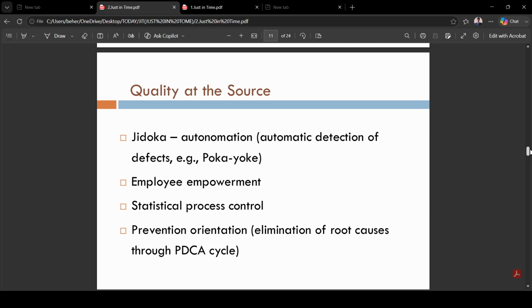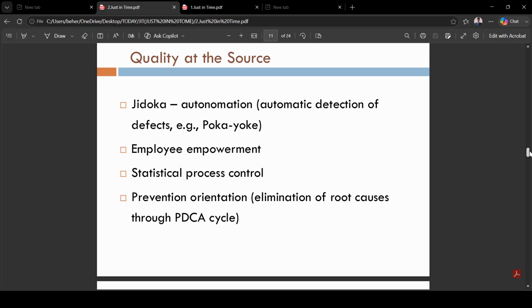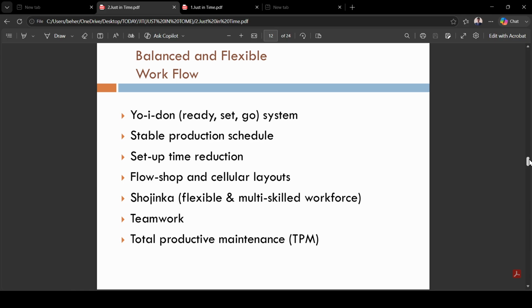Quality at the source: zero defects, automation, automatic detection of defects, for example poka-yoke, employee empowerment, statistical process control, prevention orientation, elimination of root cause through the PDCA cycle. Balanced and flexible workflow: ready, set, go system, stable production schedule, setup time reduction, flow shop and U-shaped layout, a flexible and multi-skilled workforce, teamwork, total productive maintenance.